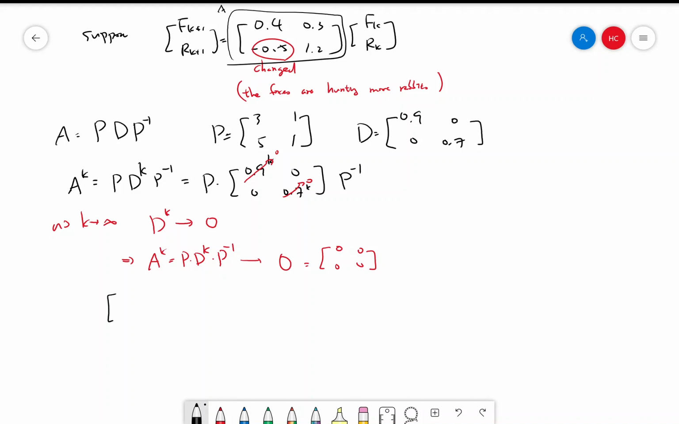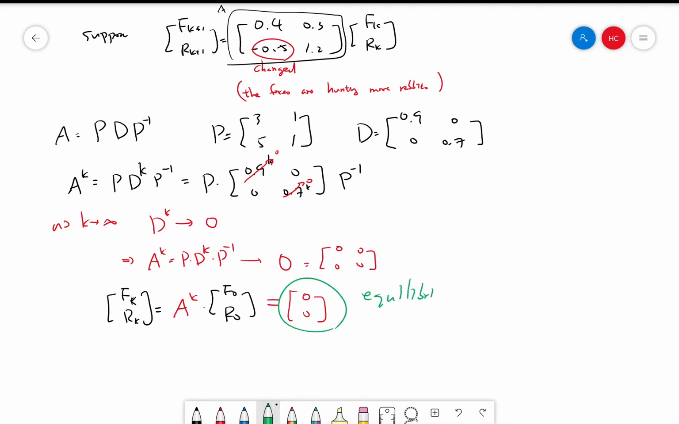So that means as k goes to infinity, the fox population and rabbit population equal A^k times the initial population. But it doesn't really matter what the initial populations are because this is 0, so this is just equal to 0. More precisely, (0, 0). So technically, it also reaches an equilibrium, as in eventually both foxes and rabbits go extinct.